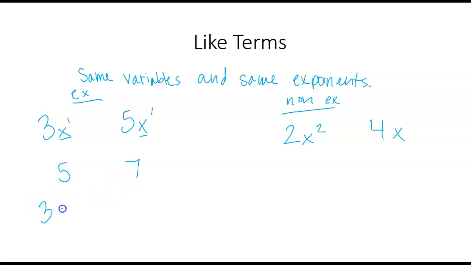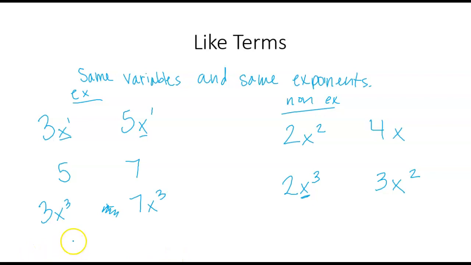If I have 3x to the third and 7x to the third, those are like terms because they both have x and they're both raised to the third power. If I have 2x to the third and 3x squared, those are not like terms because on this one x is to the third power, and on that one x is squared.